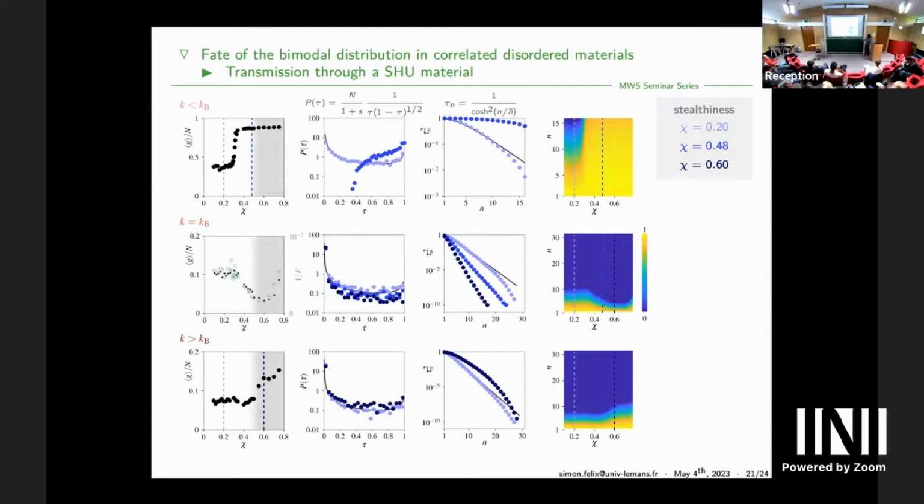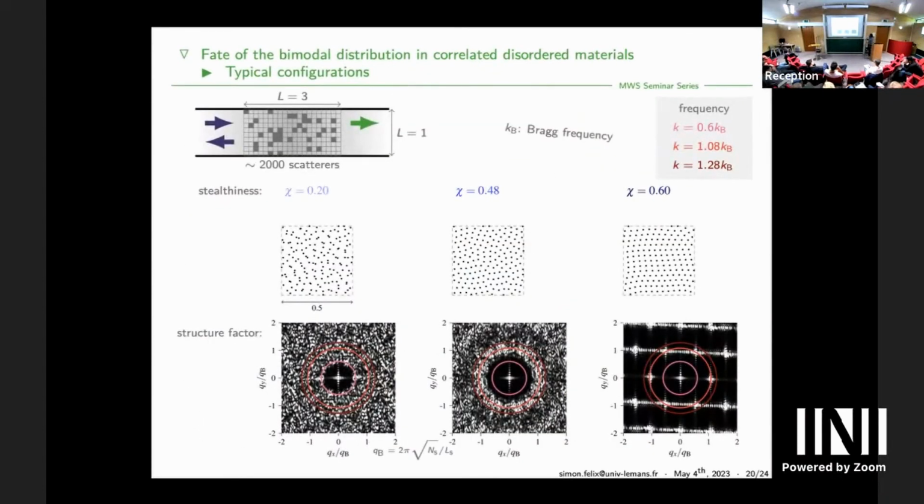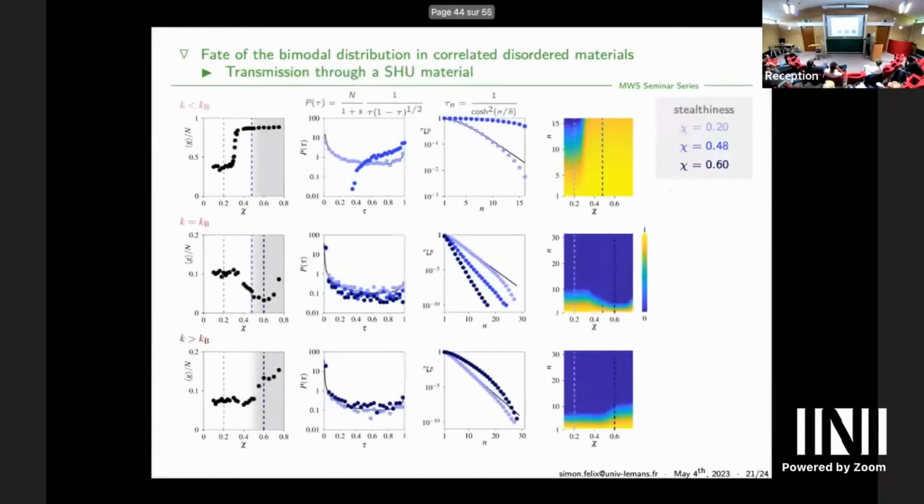The last one is above the Bragg frequency. Again, if I go back, what I see is that I am in the diffusive regime, I am still in the diffusive regime, and then, since I am above this Bragg frequency, it will be also strongly dependent on the orientation of my wave or the realization of the disorder.